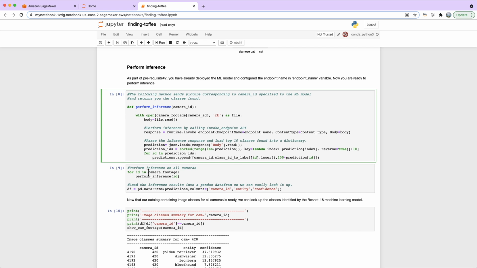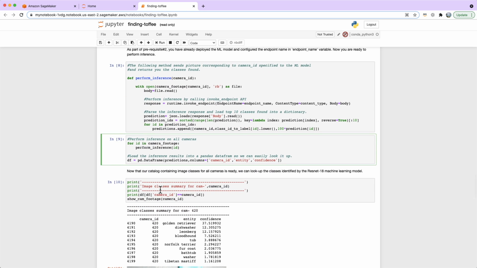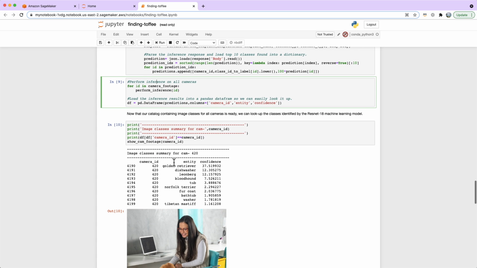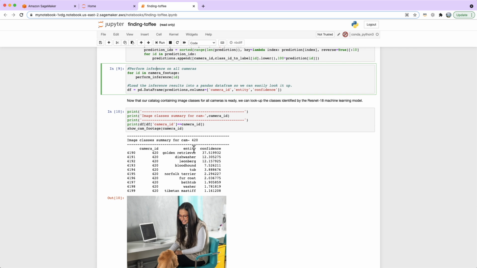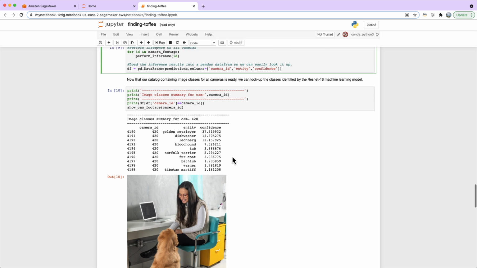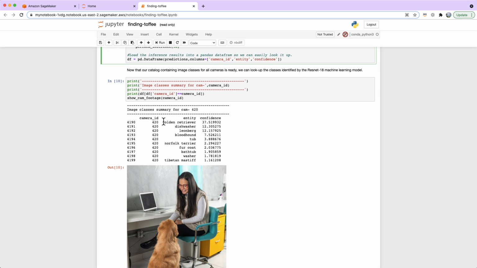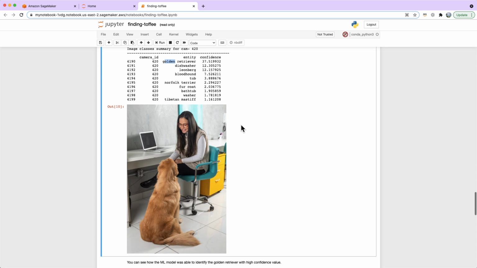You can see in this particular cell that you actually took footage of each camera and you passed it through the machine learning model, and then you accumulated the entire output in this pandas data frame. Think of it just as a variable which contains information about inferences for all cameras or all input images which were fed to the ML model. And you can see over here that by passing a camera ID, now I'm able to see the different image classes which were found. And you can see that in this particular image, a golden retriever was found with pretty high confidence.